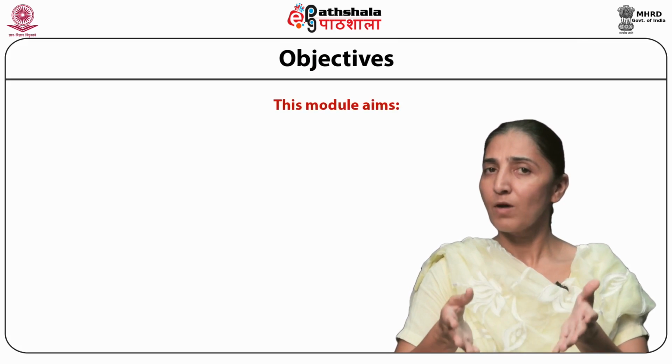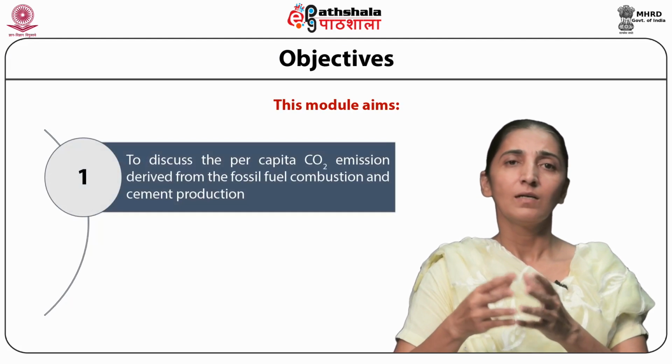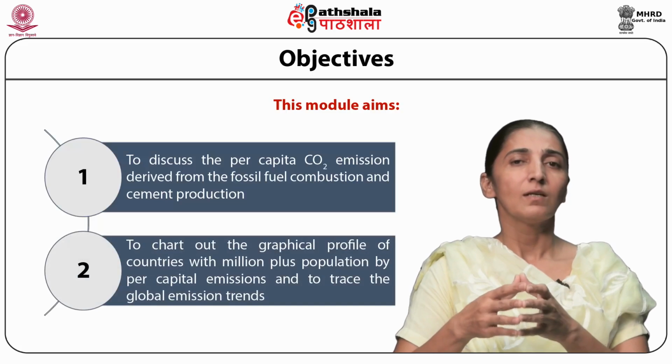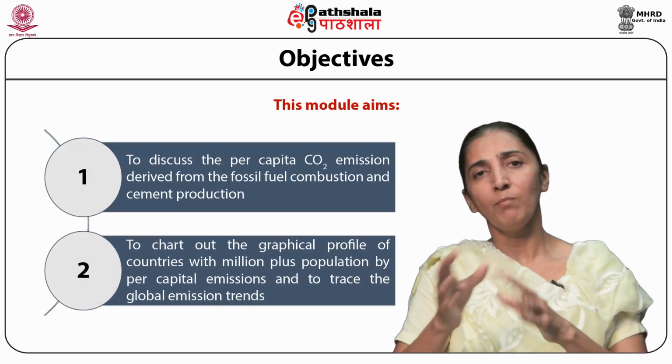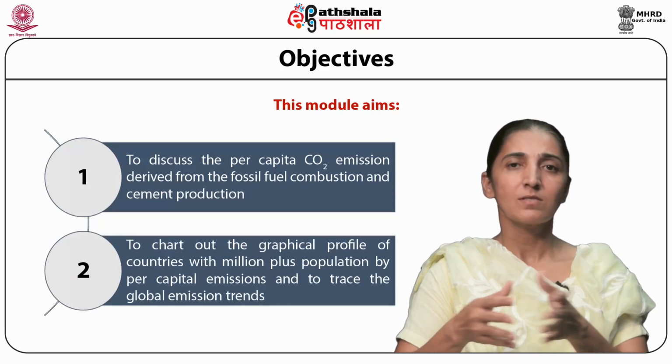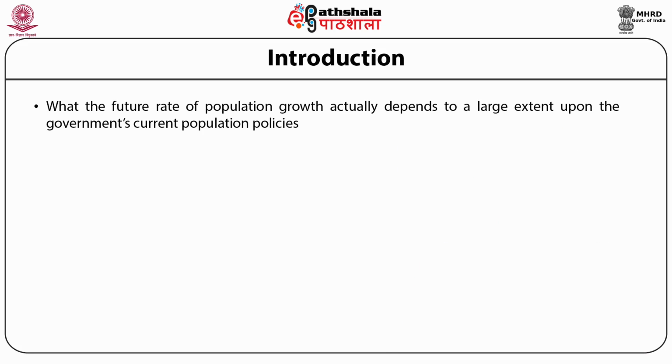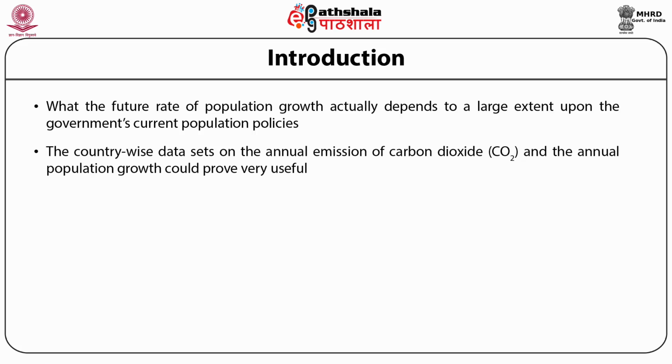So with this background, this module aims to discuss the per capita carbon dioxide emissions derived from fossil fuel combustion and cement production, to chart out the graphical profile of countries with million plus population by per capita emissions, and to trace the global emission trends. The future rate of population growth would actually depend to a large extent upon the government's current population policies. The country-wise data sets on annual emissions of carbon dioxide from the combustion of fossil fuels and the manufacture of cement, and the annual population growth, could prove very useful in terms of the strategy required to slow down the rate of human-induced climate change.